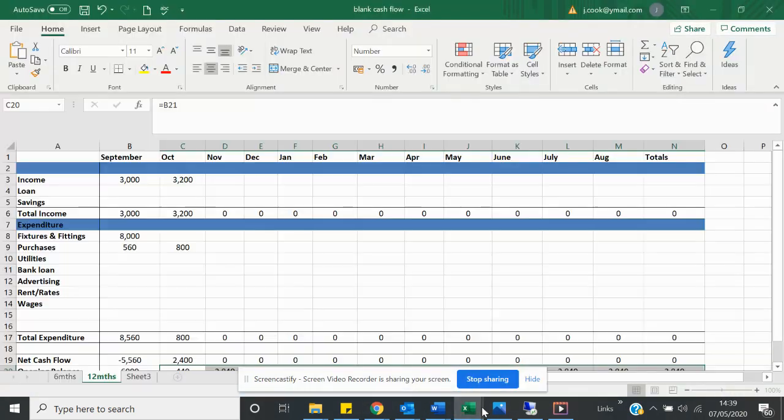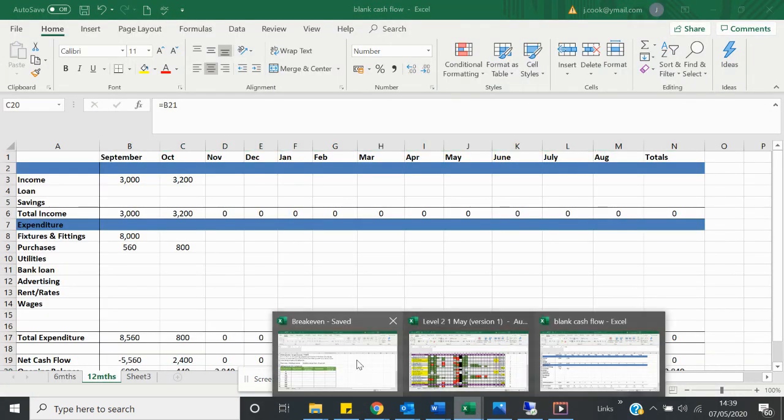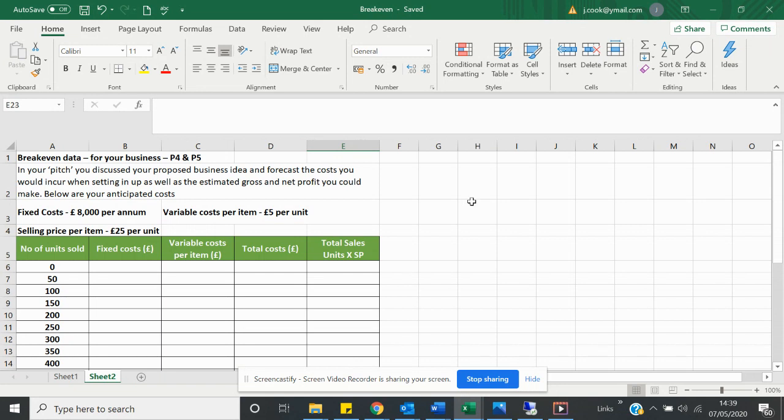Hello, I'm going to show you how to complete your break even. What I've done is I've helped you out by putting the break even on a spreadsheet for you because I'm just so nice. Right, so break even data for your P4 and P5.